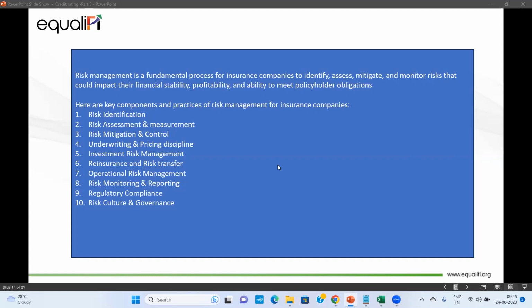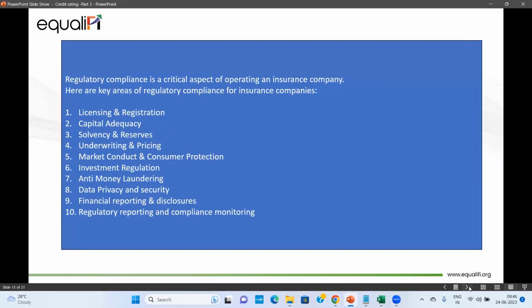Obviously, when we rate an insurance company, we will talk about the risk mitigation techniques, operational risk, management procedure, how the underwriting is being done, and how the overall risk culture and governance is. Now, when it comes to regulatory compliance, normally what comes into the picture is licensing and registration, capital adequacy, solvency and reserves, underwriting and pricing, market conduct and consumer protection.